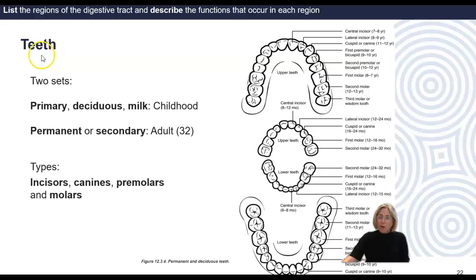And for everybody enrolled in dental science or oral health science, this is not supposed to be your education on the teeth.